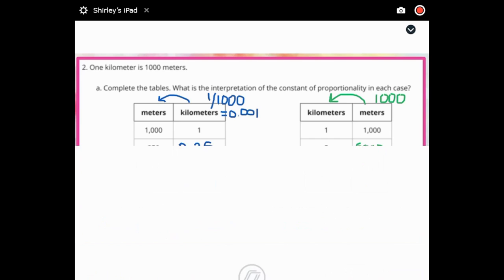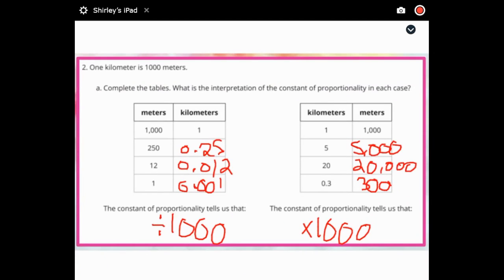Take a look. You guys all filled your tables in really well. You notice that in table A, we're dividing by 1,000 to go from meters to kilometers. So everything in the left, divide by 1,000. And then we notice that everything on table B, you multiplied by 1,000. So you can see this student wrote those patterns down below. That is perfectly correct, but I am going to push you.